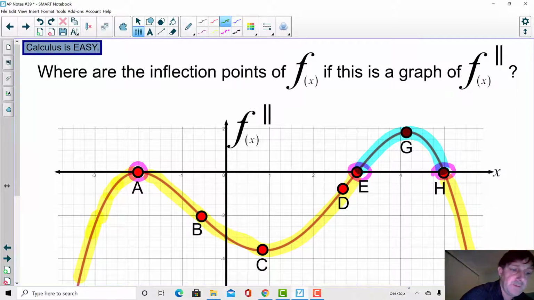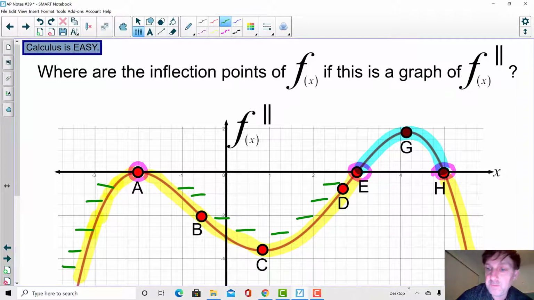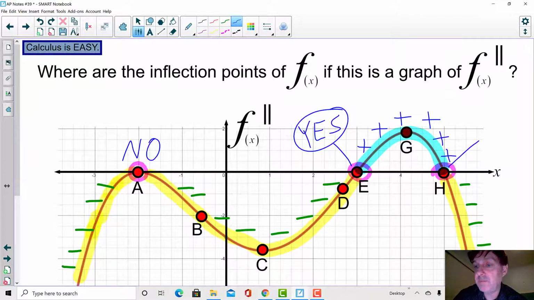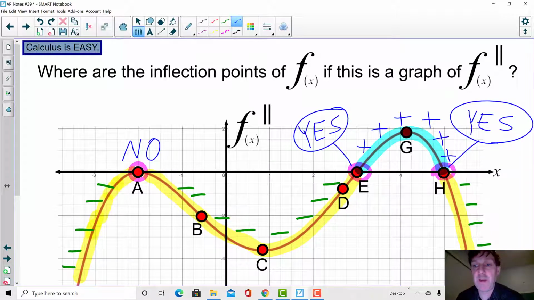So the second derivative is going to be negative when it's below the x-axis. So that's all the yellow part. And the second derivative is going to be positive when it's above the x-axis. So those pluses and those minuses are the polarity of the second derivative, so either positive or negative. Remember, to have an inflection point, you have to change either from positive to negative or from negative to positive. That does not happen at A, so I'm going to say no for A, but it does happen at E, and it also happens at H. So our two inflection points for f occur at x equals E and x equals H.